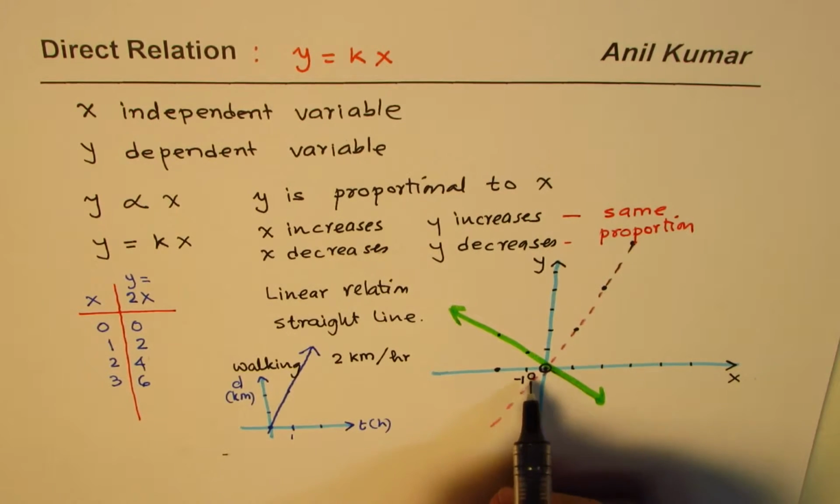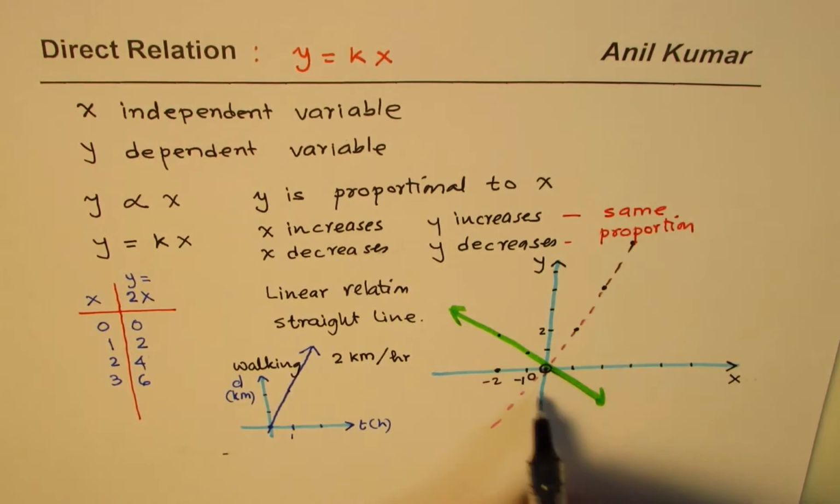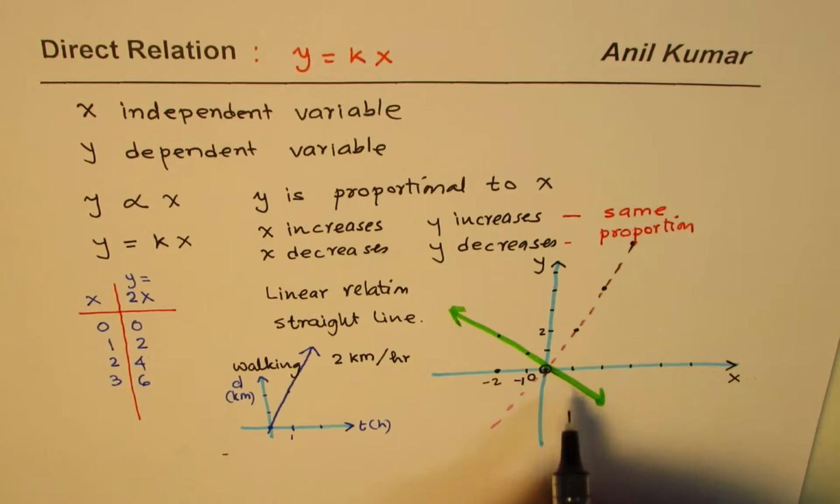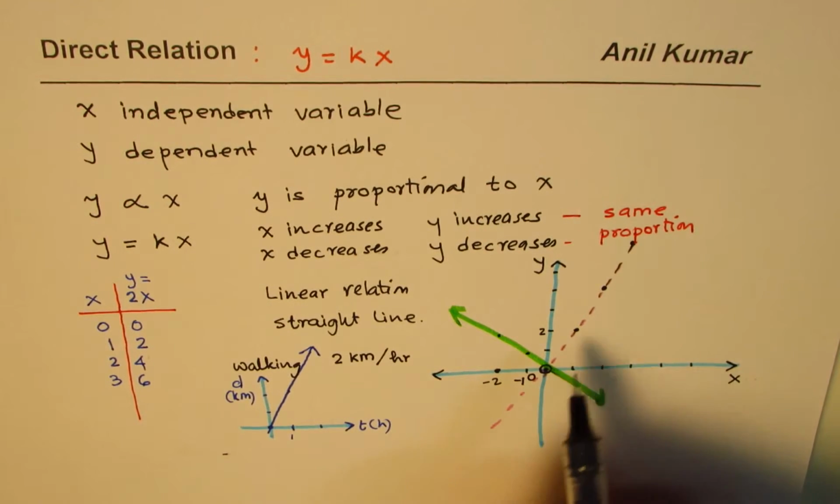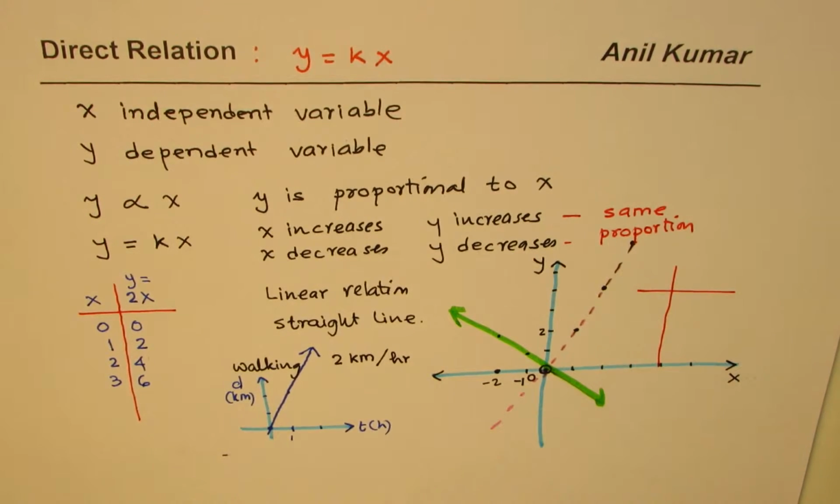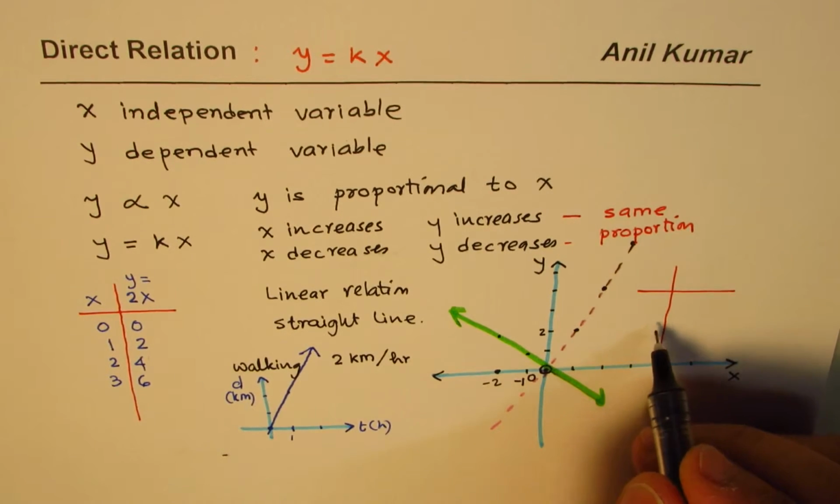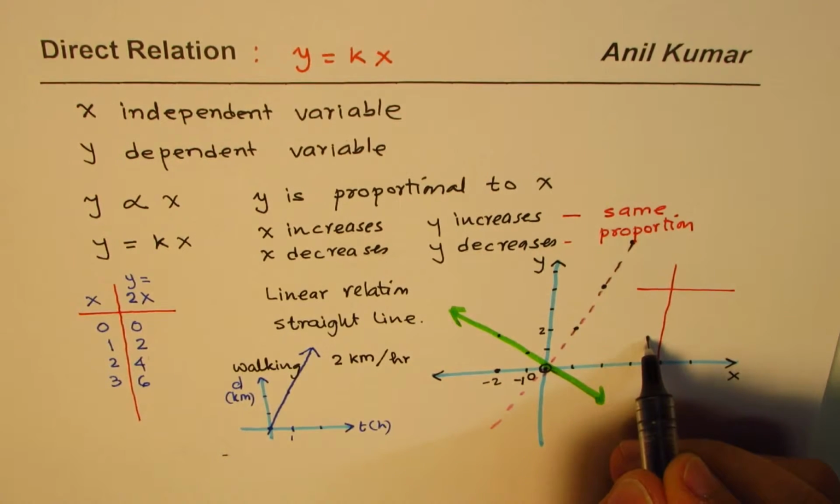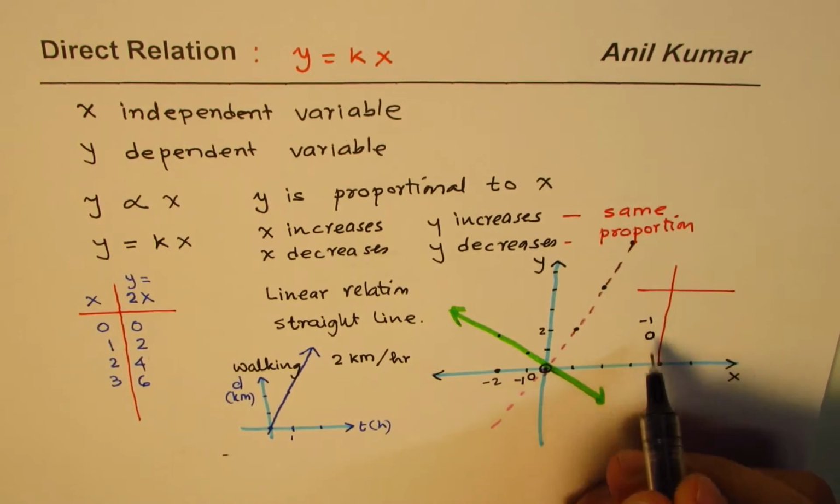So at -1, the value is 1. At -2, the value is 2. So in this particular line which I've drawn, what is really happening is that as the x value, when you move to the left side, is decreasing, correct? So let me make a table for this one, and we'll understand that also. Let's say we start with 0, and let's go in this direction, -1. So we are decreasing, right?